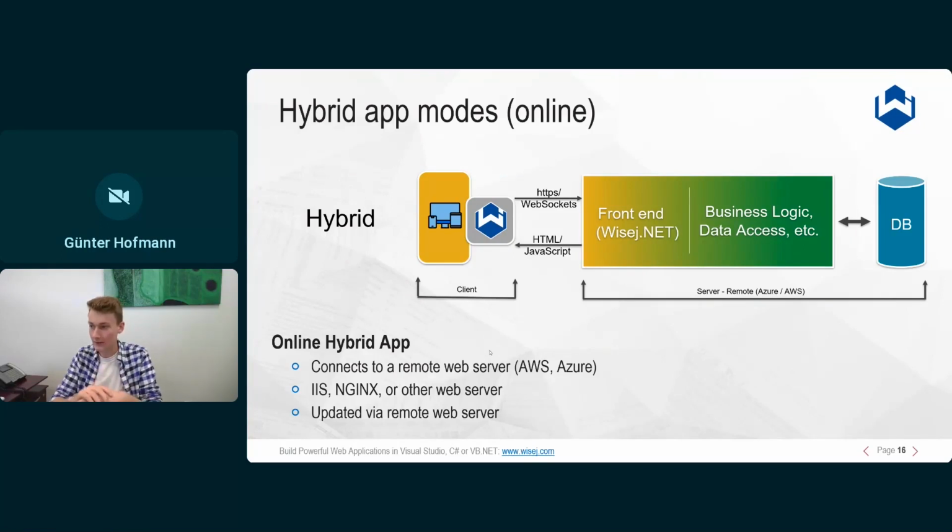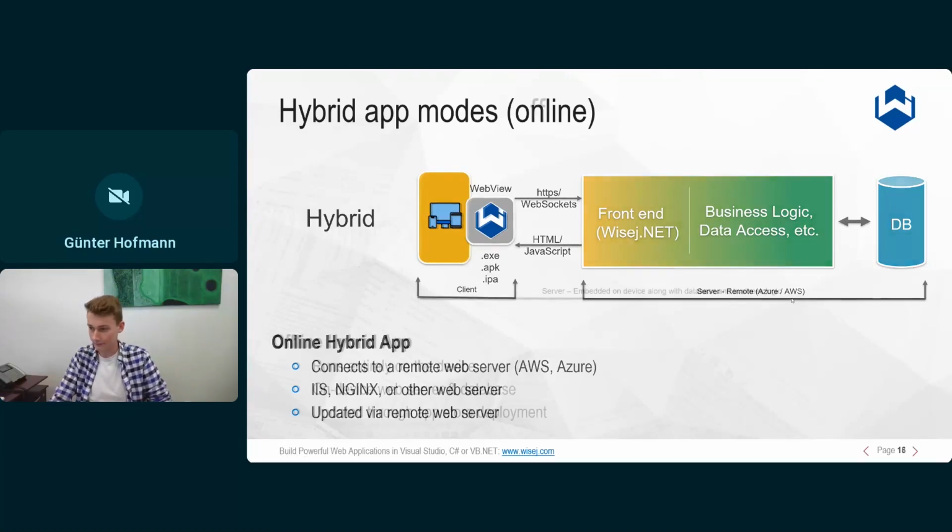But we have to think about some of the features, or how it all ties in. So hybrid comes in two flavors. It comes in an online mode, which is kind of like your standard WisejNet application that we've seen. So I'm connecting to a remote web server on Azure or AWS or on-premise. It doesn't matter where it's located. But the important thing to keep in mind with this mode is that I have to have a connection to that remote web server, no matter where it's running. If I lose that connection, I won't be able to use my app.